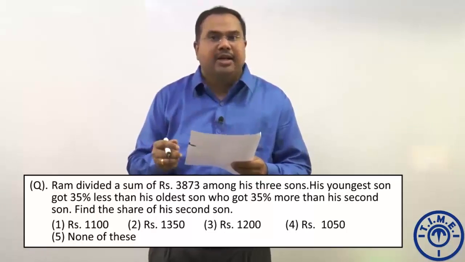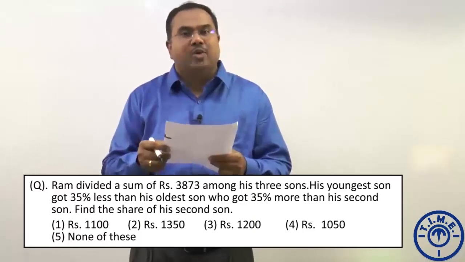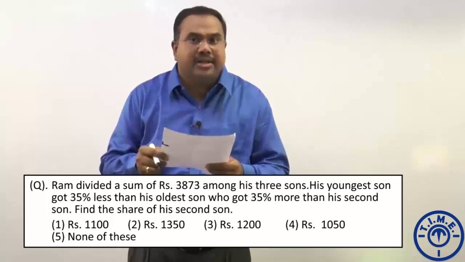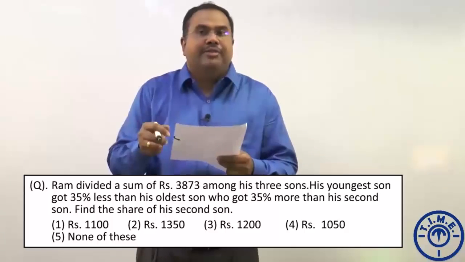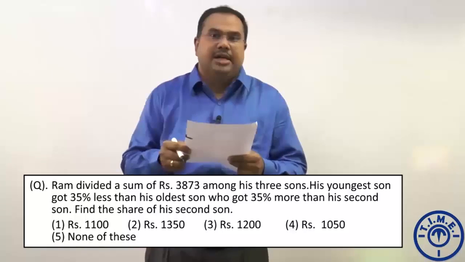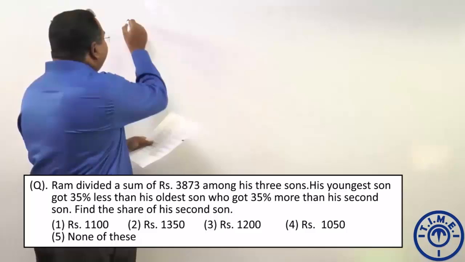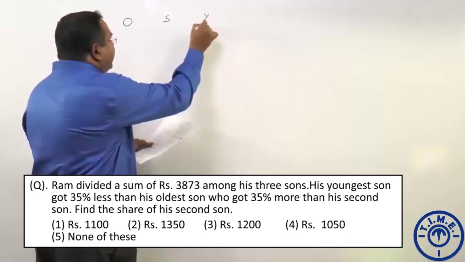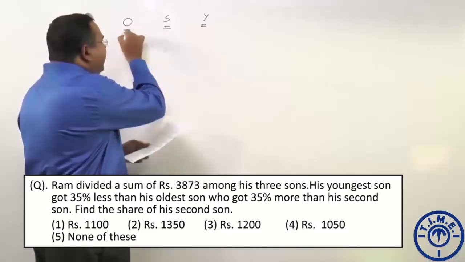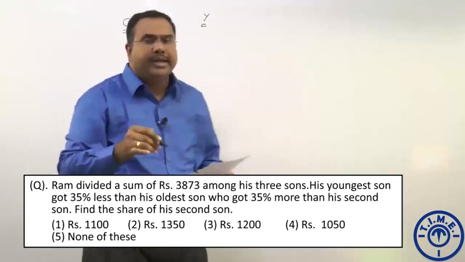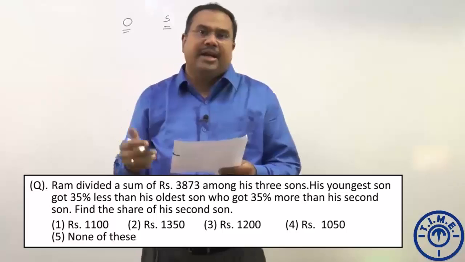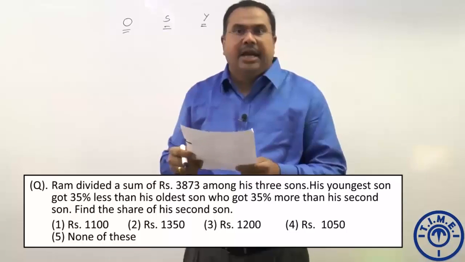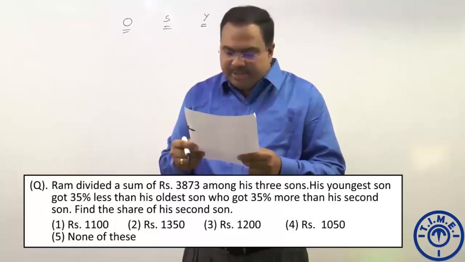In this question, the total amount is 3,873 rupees. This amount is divided among 3 sons. So, oldest son, second son, youngest son. Let us represent the oldest son by O, the second son by S and the youngest son by Y. Now, let us look at the relationships.